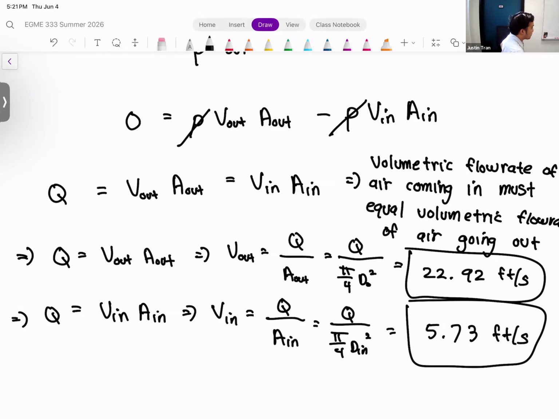All right. Any questions on this example here? Okay. All right. So let's do another example, and this one will be one which is unsteady.